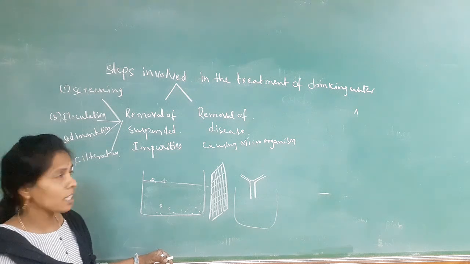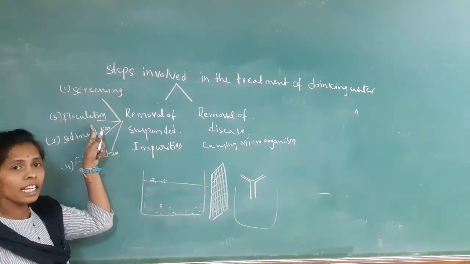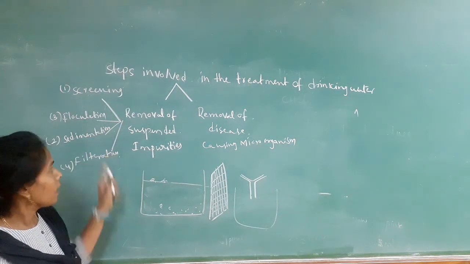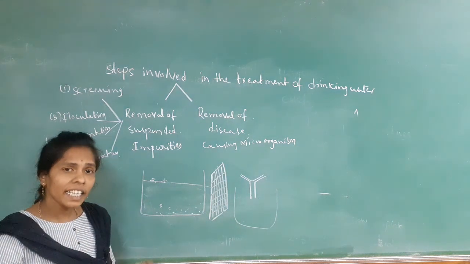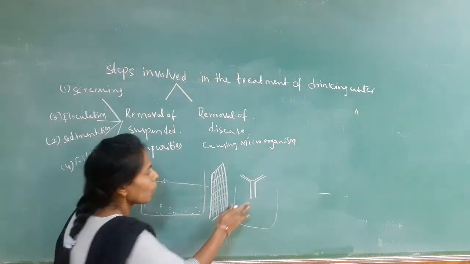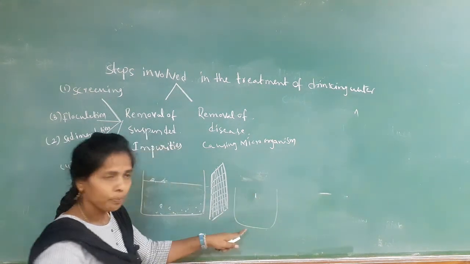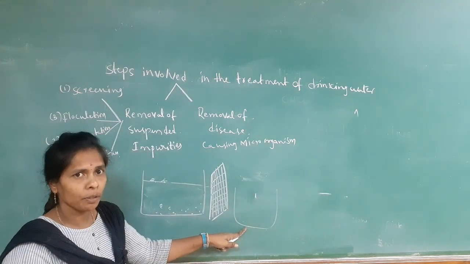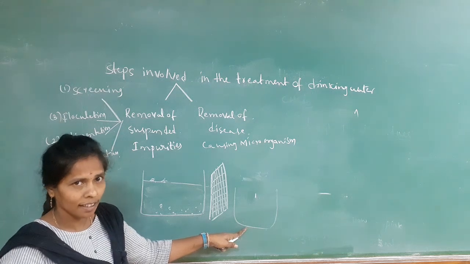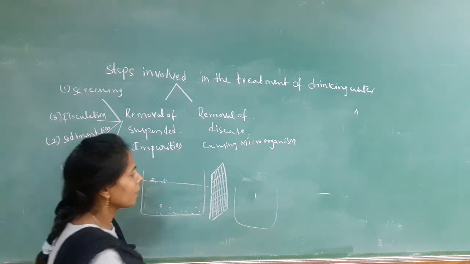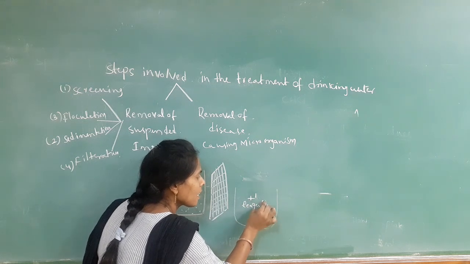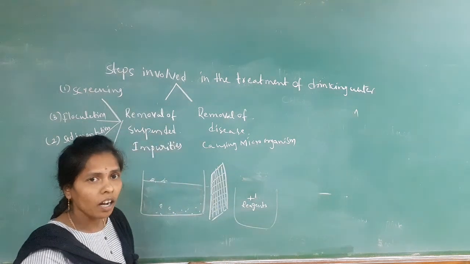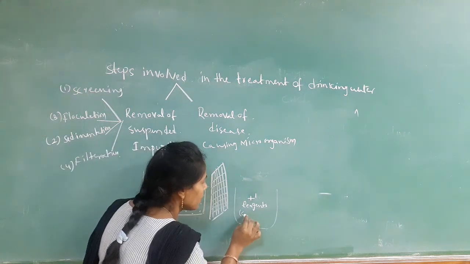Flocculation is also called coagulation. In the flocculation process, we add some reagents to the water sample. Already we have the water in the container, free from floating impurities and suspended impurities. In this container we add some reagents. These reagents are also called coagulants.